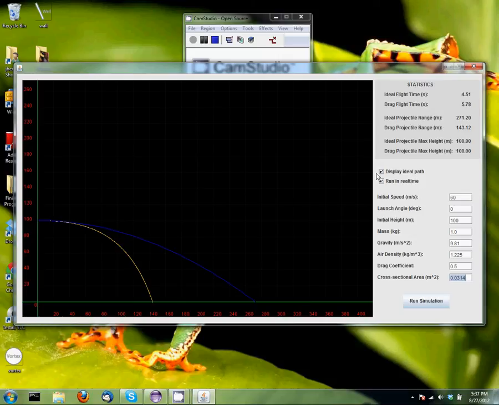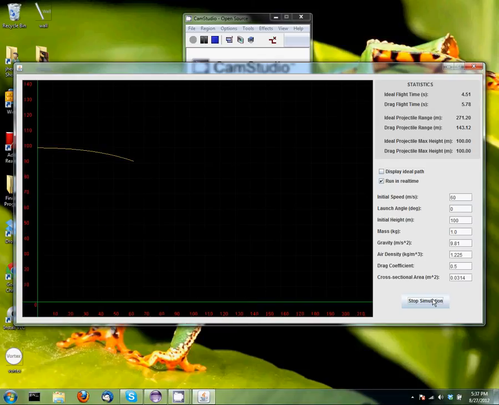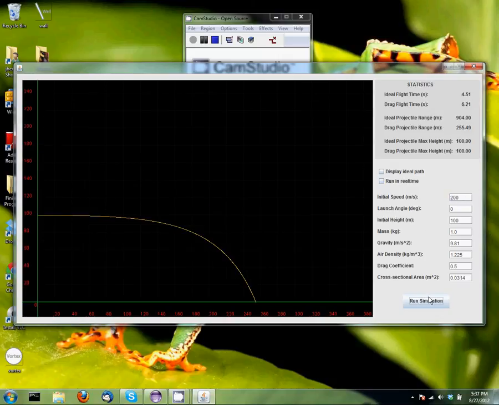And if you only want to see the ideal path, you can uncheck display ideal path, and there's just your air resistance path. And if you also don't want to wait for everything to stop, you can manually uncheck run in real time, and it'll just give you a graph right away without having to wait for it.